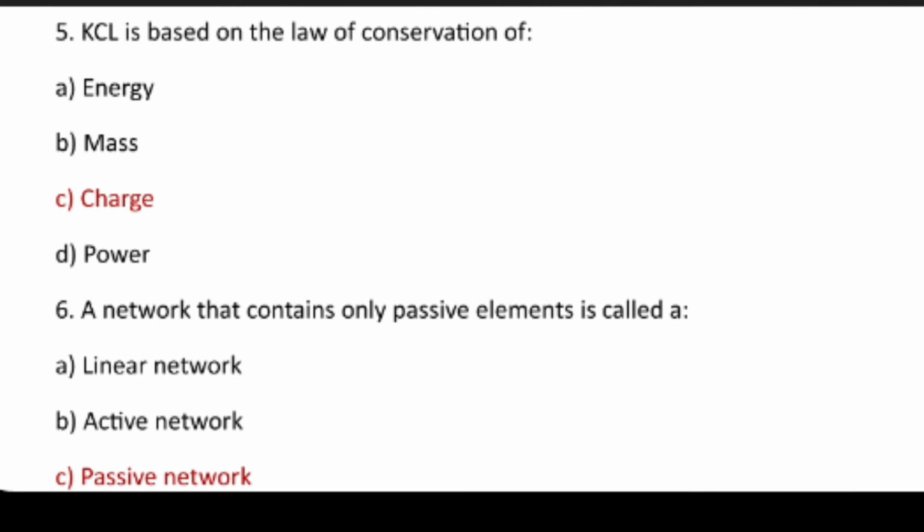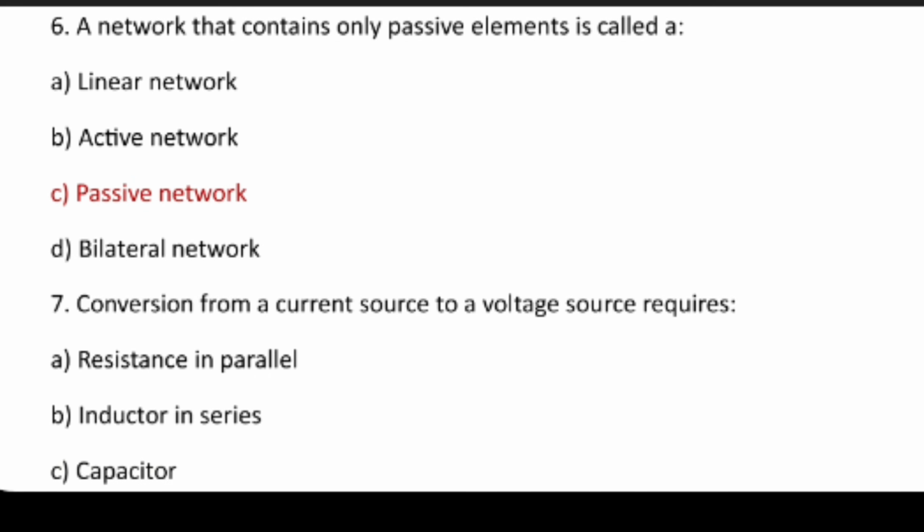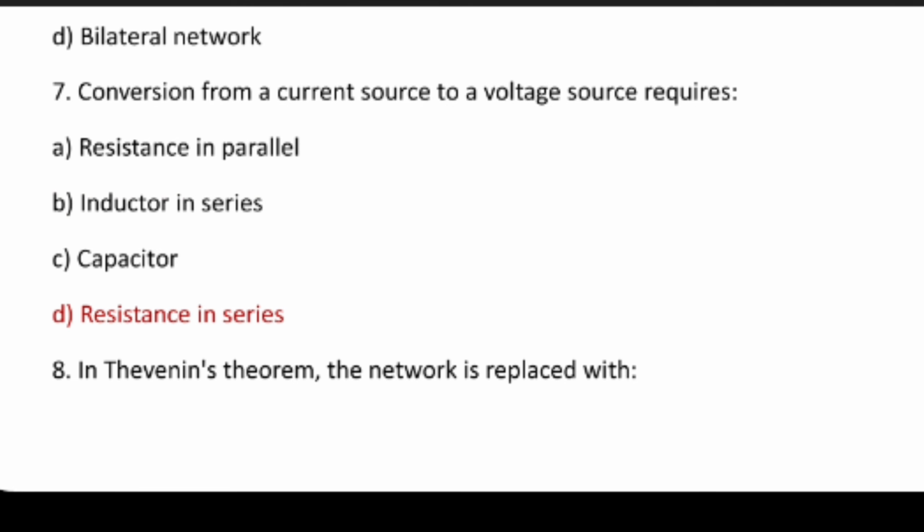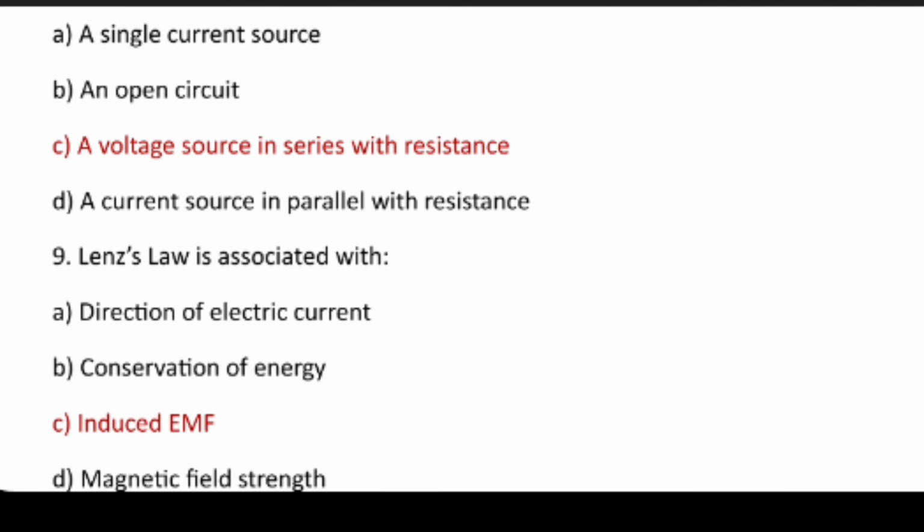KCL is based on the law of conservation of charges, option C. A network that contains only positive elements is called a passive network. Next is conversion from current source to voltage source, which requires option D, a resistance in series. And the next question, the Thevenin theorem, question number 8: the network is replaced with a voltage source in series with a resistance.